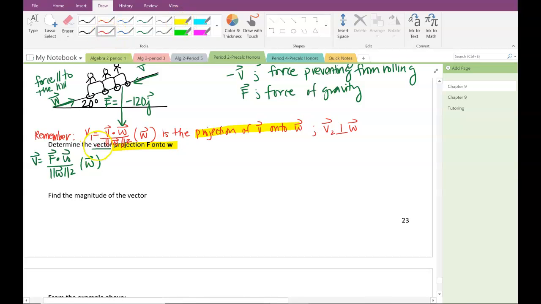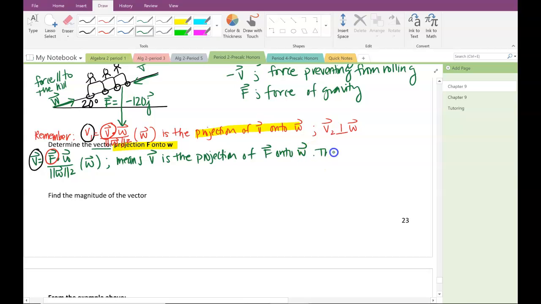Let me get a different color. This for that, and replacing the V1 for V. Just kind of taking out some variables and checking some other ones. So this formula right here will give us the projection of F onto W. I'm spelling out everything for you because this problem is that difficult. So this means the vector V is the projection of vector F onto vector W.